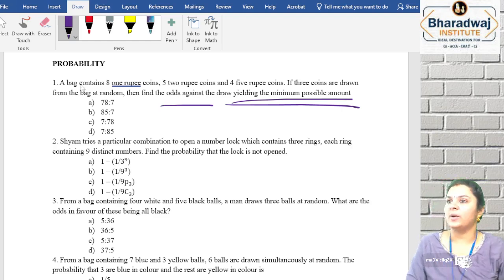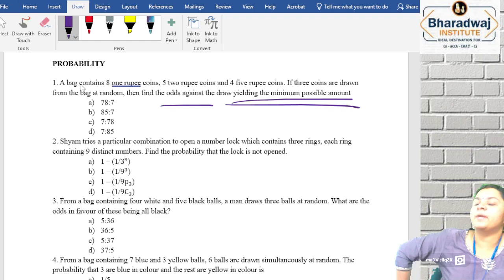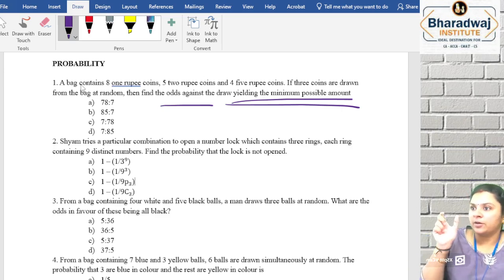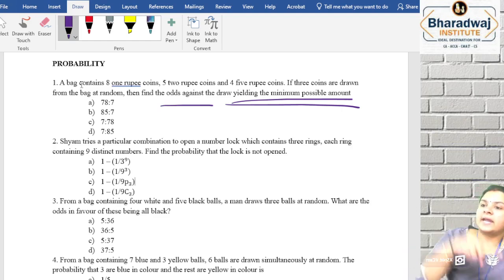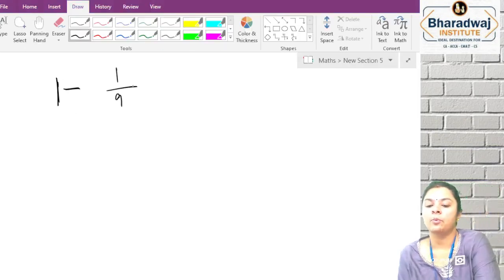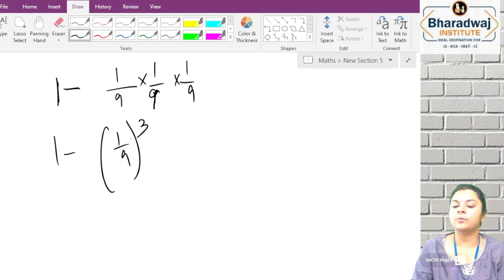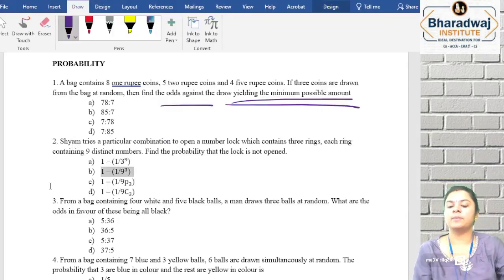Just by looking at the options you can tell that if they have given 1 minus in the options, we are going to do 1 minus opening. Now how to find the probability of opening? For the lock to open, I need one particular code. In the first ring 9 digits are there, out of which 1 will be the correct number. In the second, 9 numbers are there, out of which 1 will be correct. And in the third, again 9 numbers are there, out of which 1 will be correct. So the answer will be 1 by 9 into 1 by 9 into 1 by 9. Repetition rule: 1 minus 1 by 9 the whole cube, or 1 minus 1 by 9 cube. Option B.